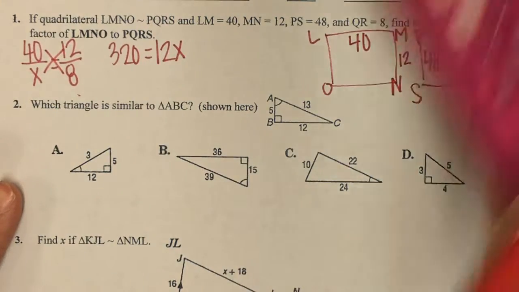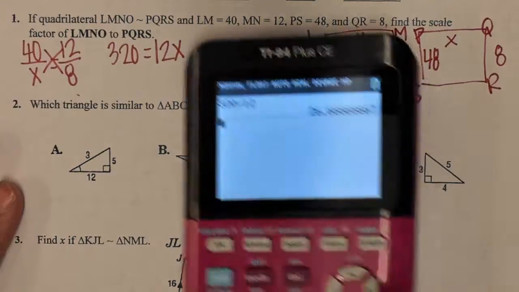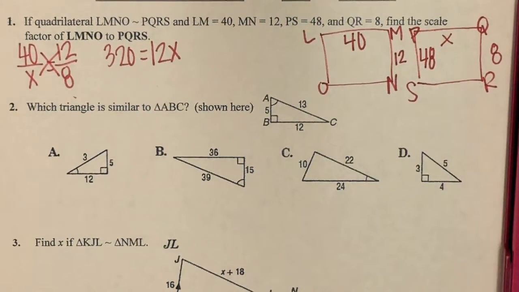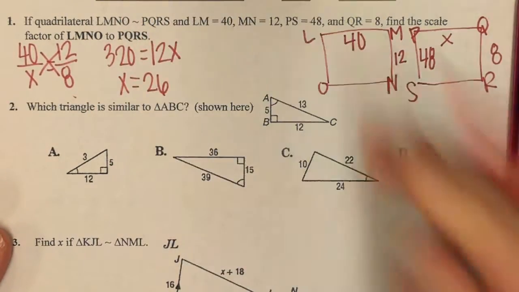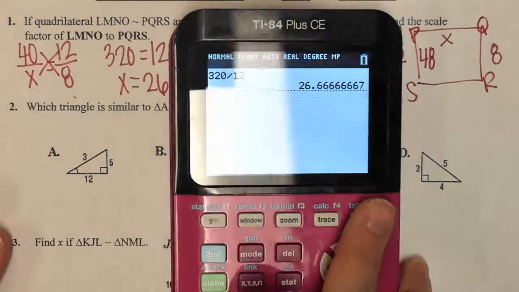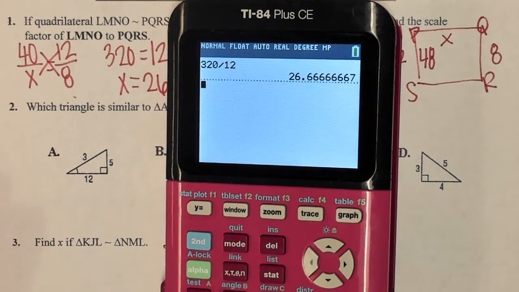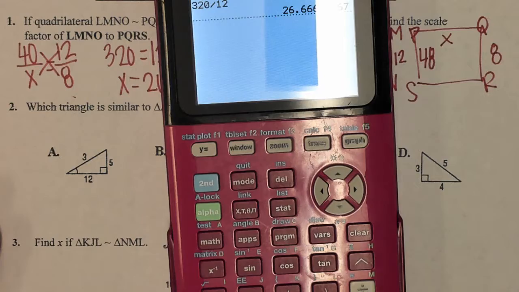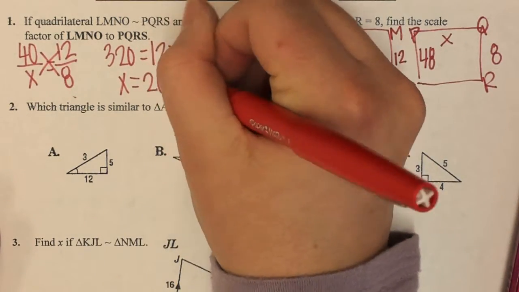Divide both sides by 12. And you get 320 divided by 12 is 26.66666 forever and ever. Okay? So if X is equal to 26.6 forever, what kind of fraction is 0.666666 forever? What fraction does that make? 2 over 3. 2 divided by 3 is that forever. So that's like saying 26 and 2/3.